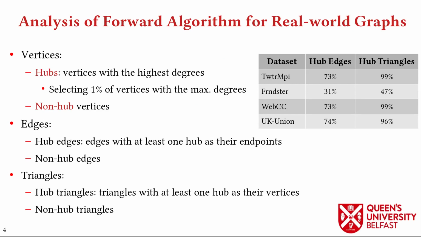Now we present an analysis of the forward algorithm for real-world graphs with a skewed degree distribution. We divide vertices into hop and non-hop vertices, and we select 1% of vertices with maximum degrees as hops. Edges with at least one hop endpoint are called hop edges, and we call a triangle a hop triangle if at least one of its vertices is a hop vertex. Statistically, more than 70% of edges are hop edges, and more than 90% of triangles are hop triangles.